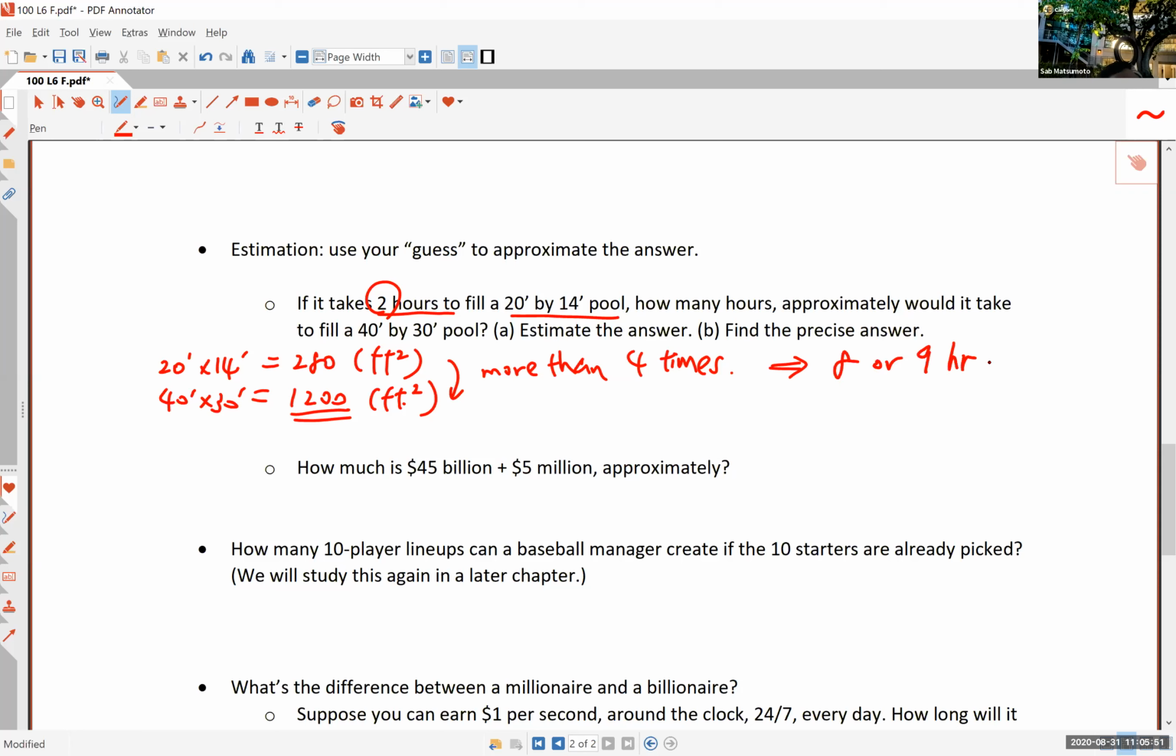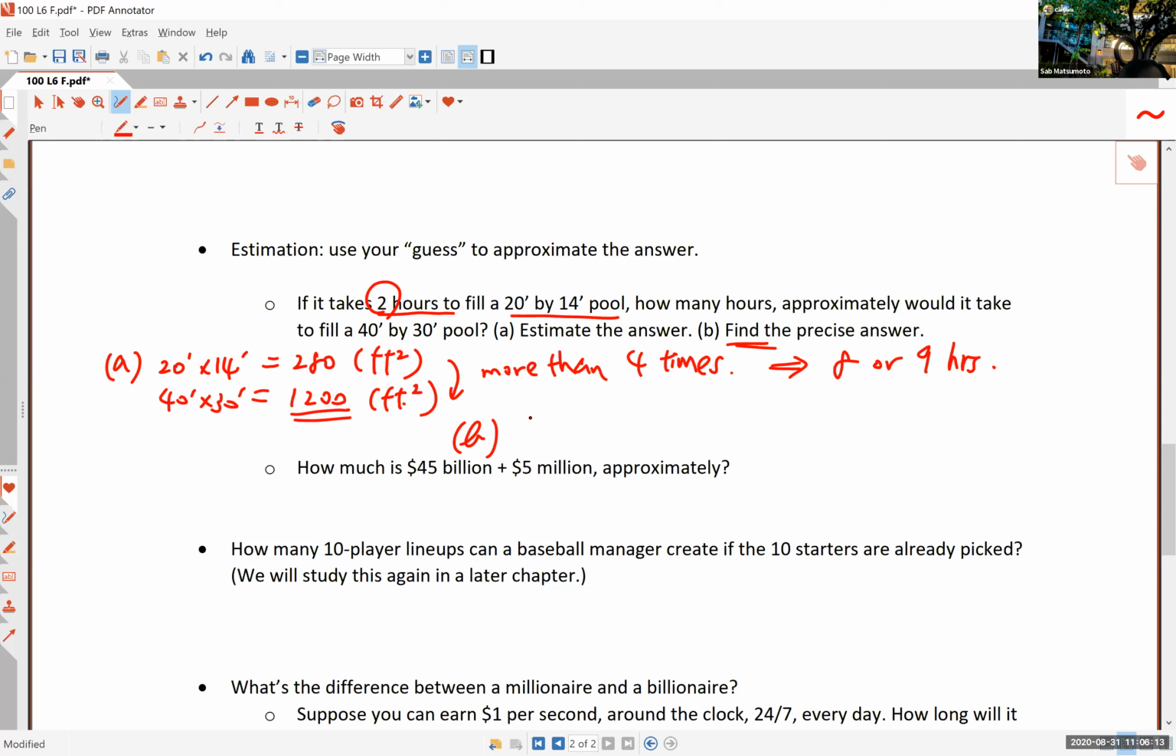And oftentimes, this is enough for you to figure out approximately, because you don't really need to know the exact number of hours, right? Now, if you want to find the precise answer, then you will do what we just did, the proportion, okay? So how do you do that?